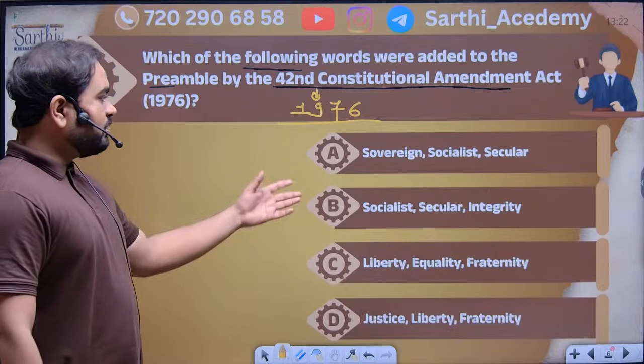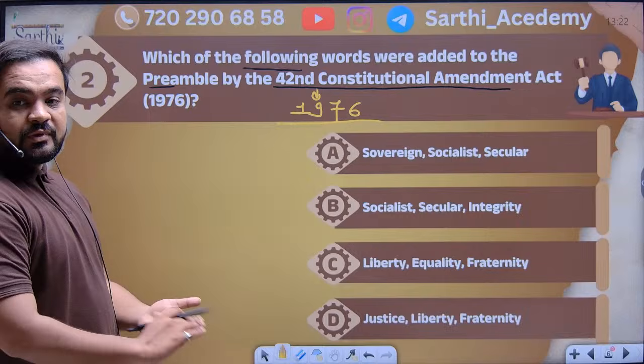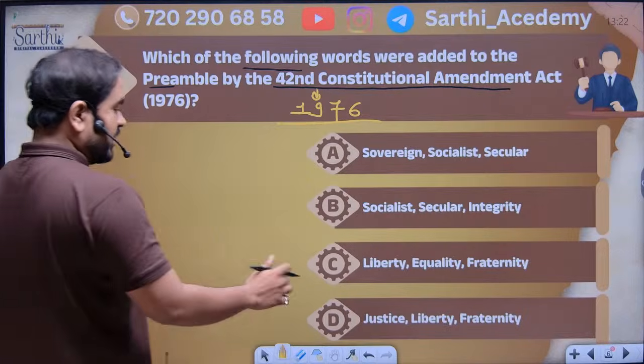Okay, no problem. Please answer which words were added. So everybody is giving answer B, socialist, secular and integrity.